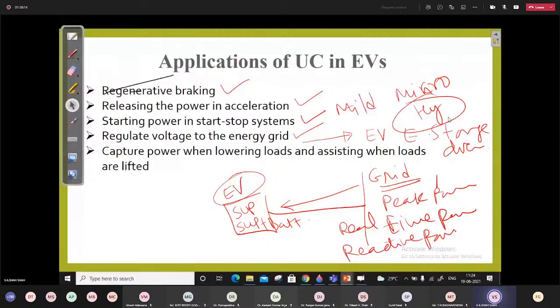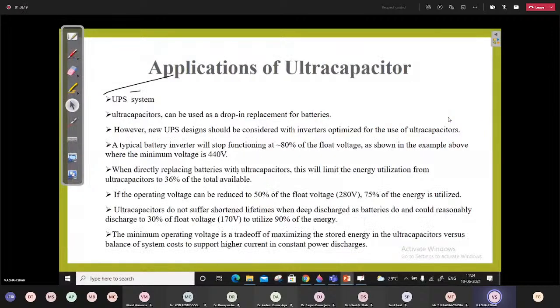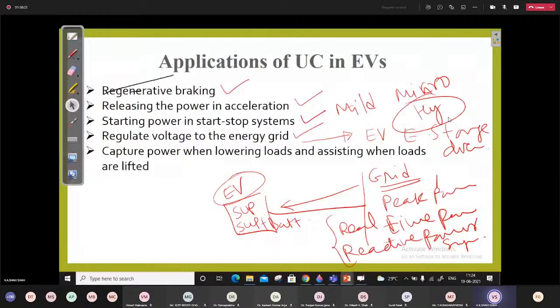So it can provide this, and that's why the regulated voltage to the energy grid, that means it supports reactive power. And if some additional power is demanded by the grid, then it can supply the real power. But of course, for the real power supply, supplying power to the grid, it depends on the consumer willingness, because ultimately it is related with the charge.